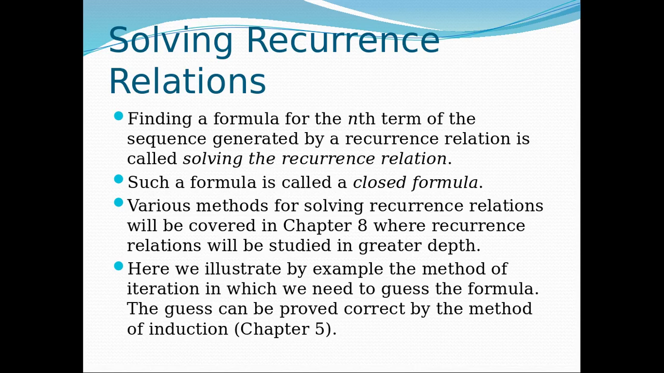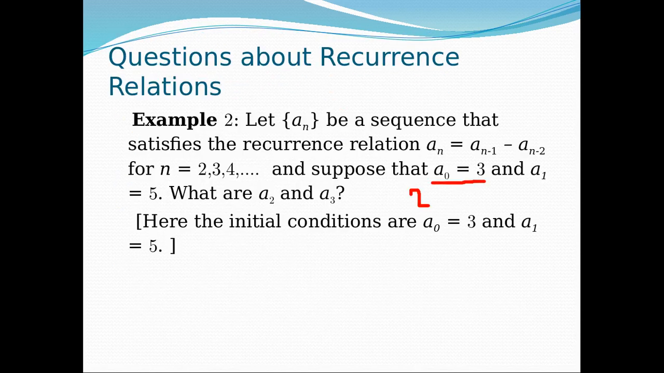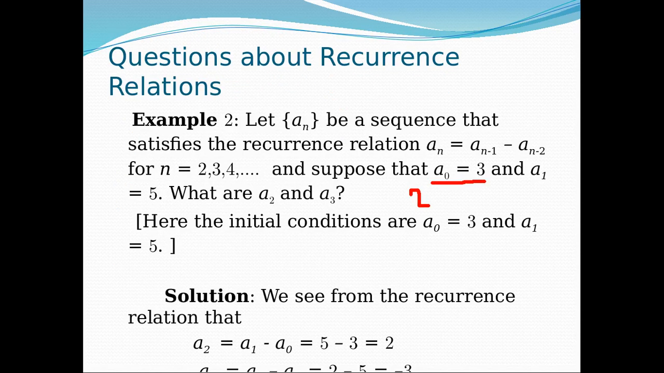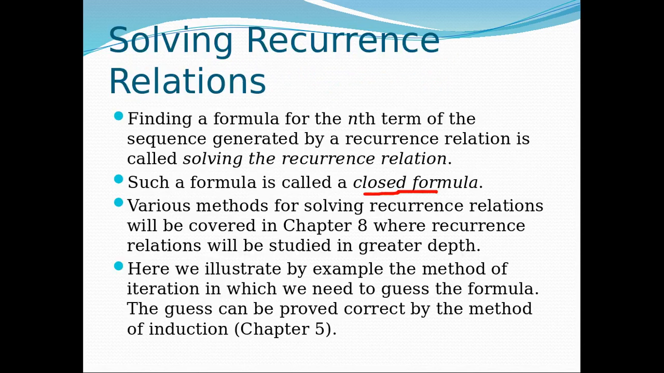So what does it mean to solve a recurrence relation? In order to solve a recurrence relation, you need to find a formula for the nth term of the sequence generated by the recurrence relation. Such a formula is called a closed formula. So what is a closed formula? A closed formula is a formula which gives the nth term of the sequence generated by the recurrence relation.